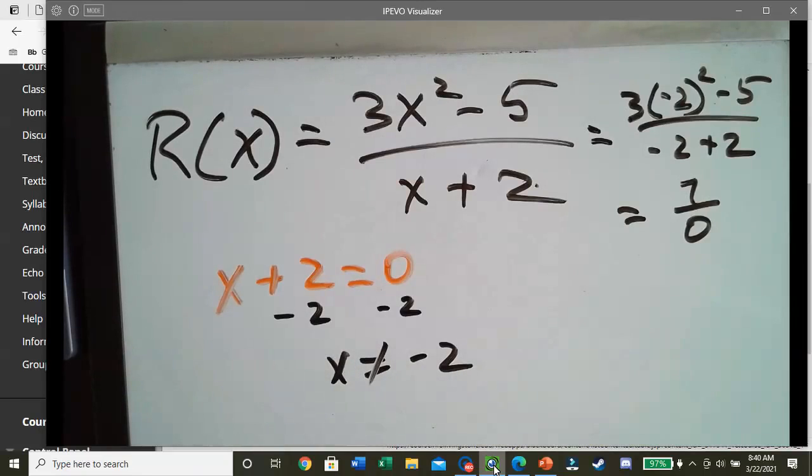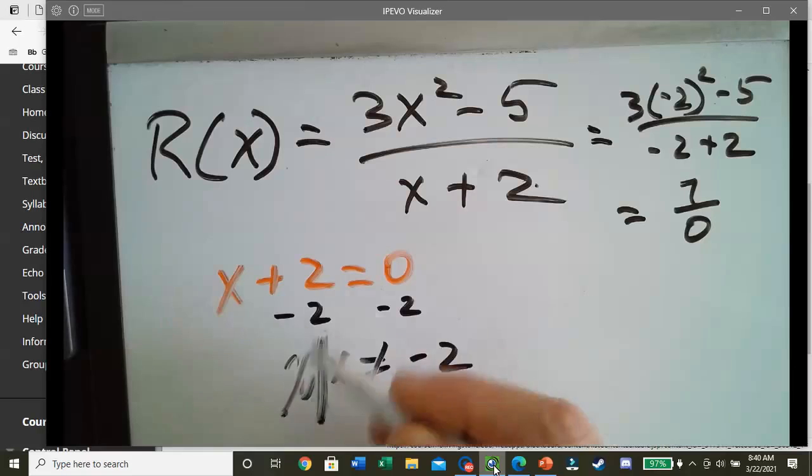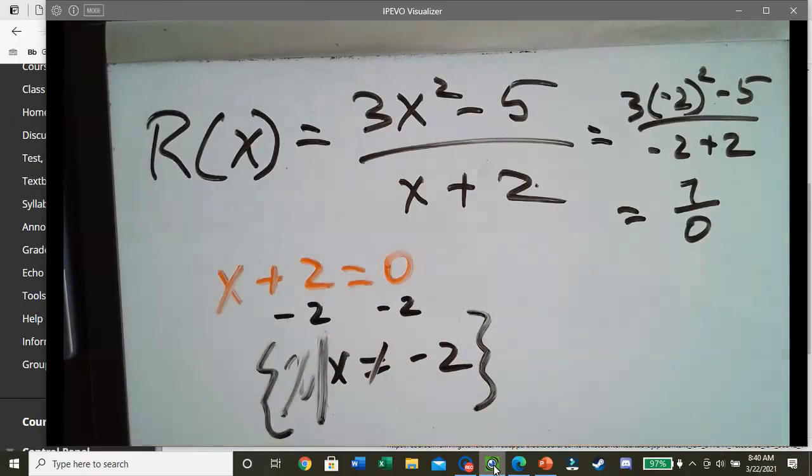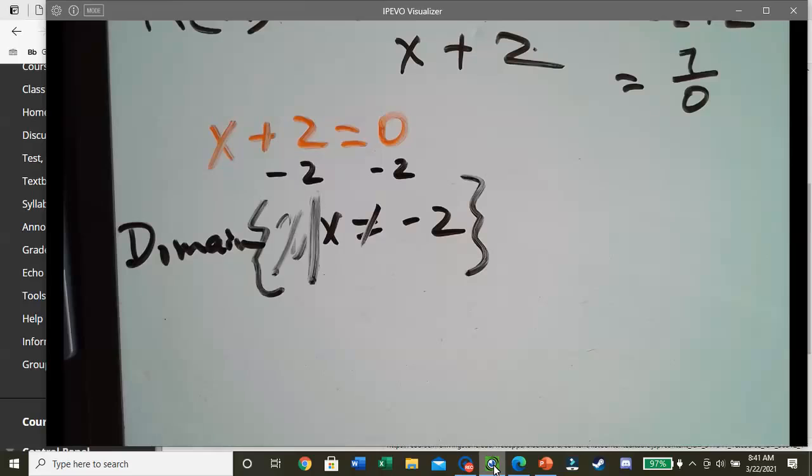But if they ask for it in interval notation, then you have to put all real numbers except for -2. Let me see which way they want it. So they're asking for it in set notation. So you just put all values x such that, and then the curly brackets, and you're done, and that's your domain. Okay? Questions there? That's a little bit easier than interval notation.